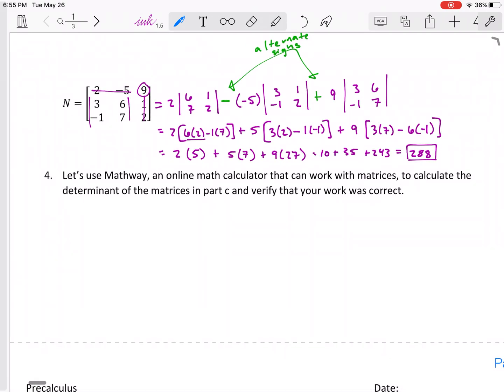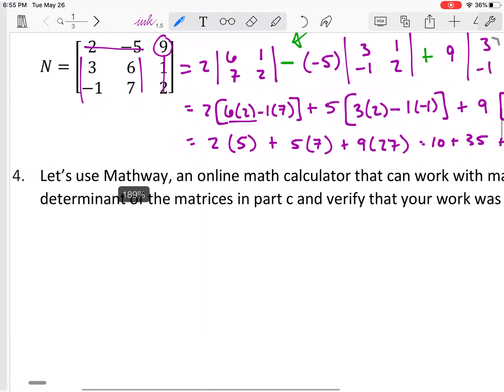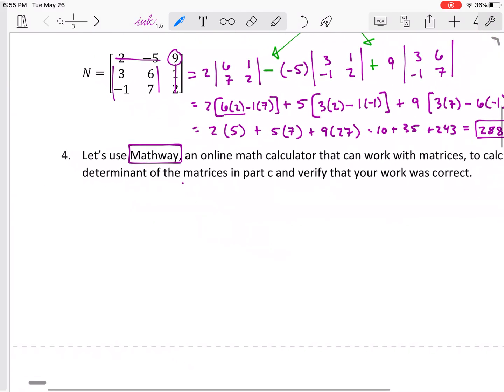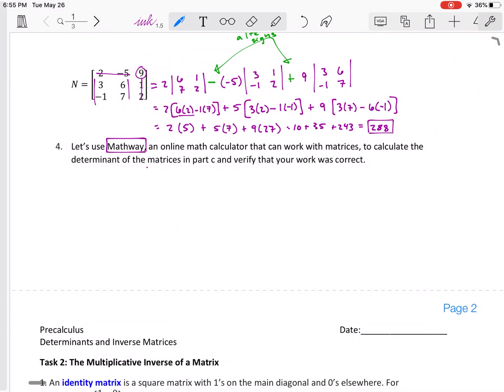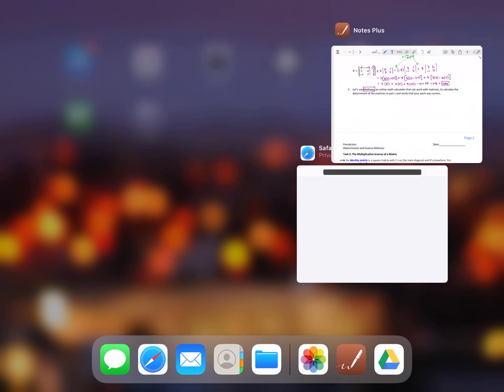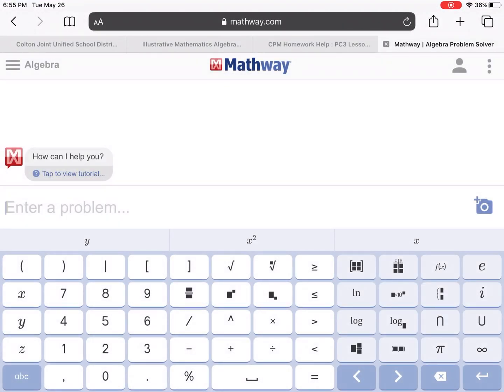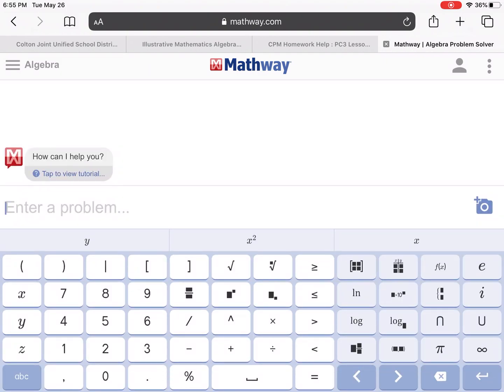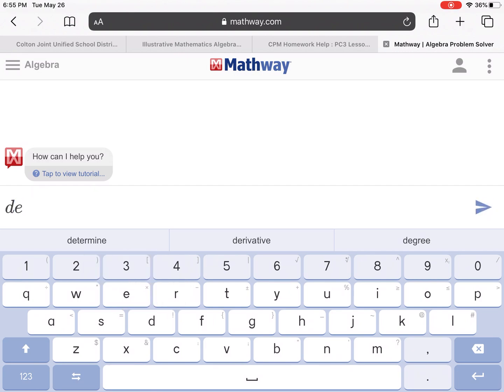Alright, my point is, we don't want to bother with that. There are actually a bunch of online calculators that can do this for you. The one I want us to look at right now, because it's very user-friendly, minus ads, is Mathway. So, it's easy to access. Just go online. And it gives you a whole system here. It asks how I can help you. Well, we just want to enter a problem. There's a few ways we can do it. For the determinant, I'm just going to type DET. It seems like it already knows what I'm talking about.